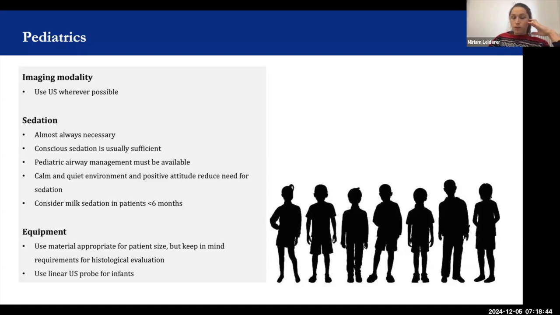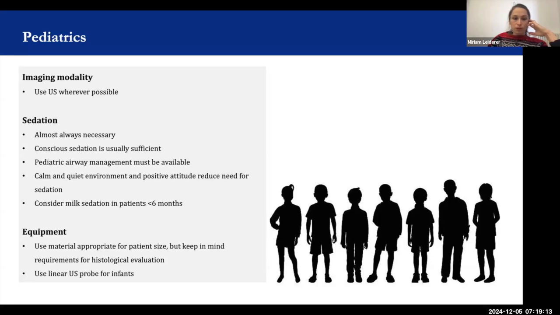In babies less than 6 months, you can consider milk sedation. So you basically just make them fast for 4 hours, and then breastfeed or bottle feed or whatever. And then you feed them, and after that, they usually sleep. And then if you do proper good local anesthesia, they don't necessarily wake up.